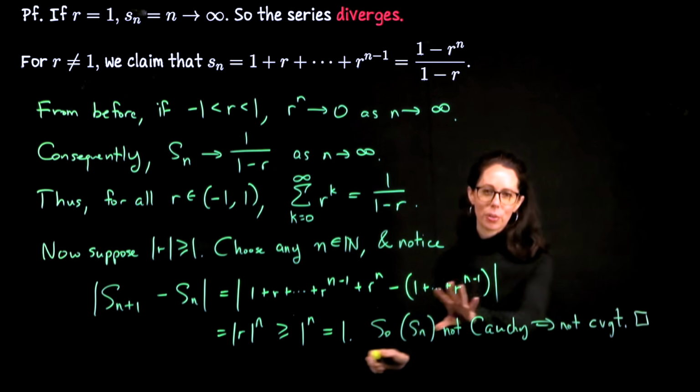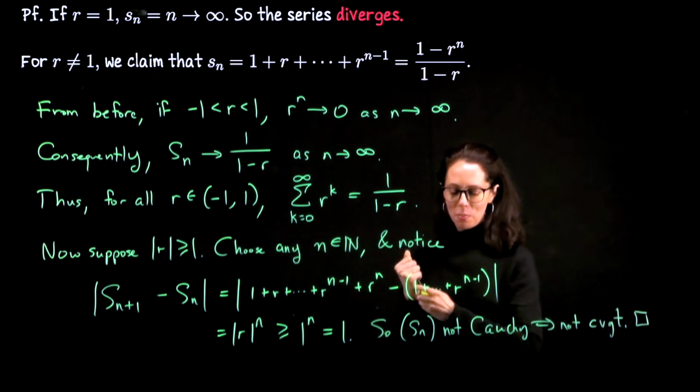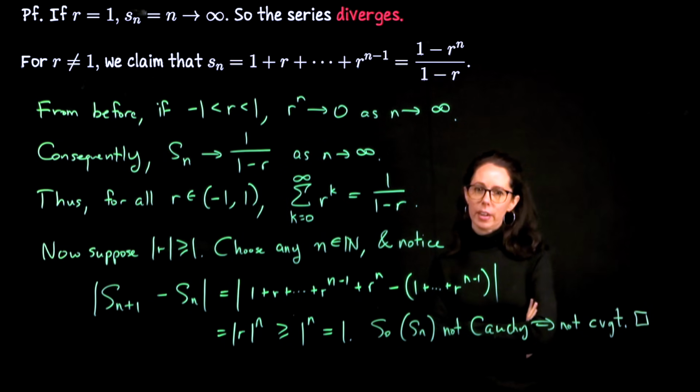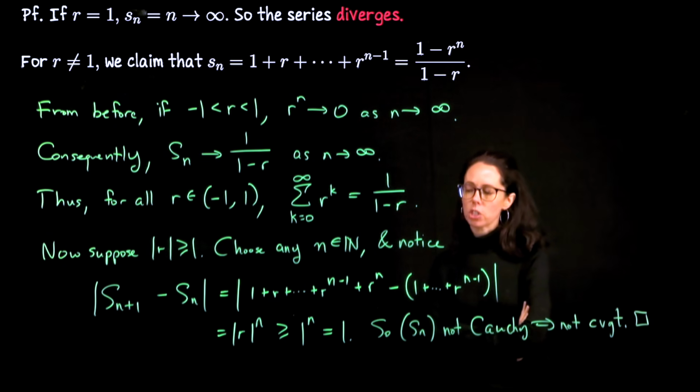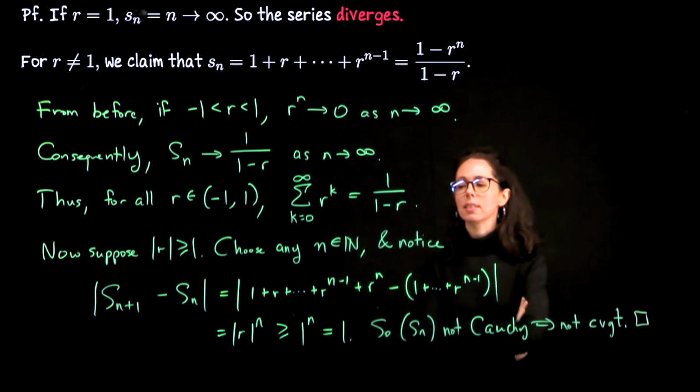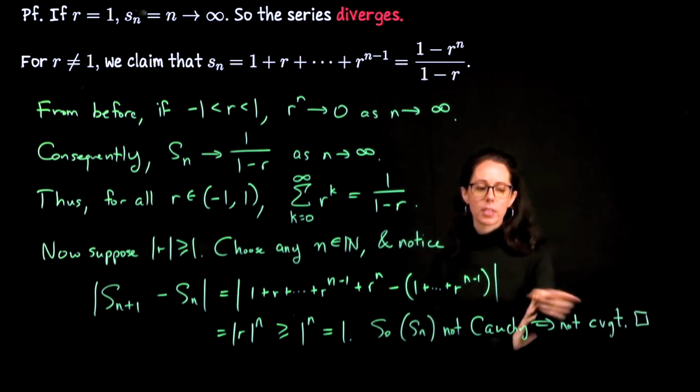All right, so I wanted to do kind of a sequential theme proof here, because again, we are thinking about convergence of series by looking at the convergence of their sequence of partial sums. So here we're talking about S sub n as a sequence. That's not a Cauchy sequence, so it's not a convergent sequence.